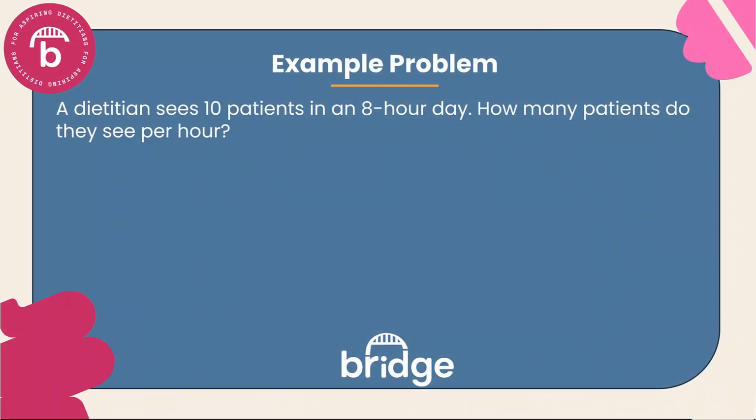Remember, try to pause the video, do the problem on your own, and review it with me. We've got this together. This problem says a dietitian sees 10 patients in an 8-hour day. 10 patients is our output. 8 hours is our input. It's our time. The question is, how many patients does the dietitian see per hour? And this is a productivity equation. So we'll use the productivity formula, output over input.